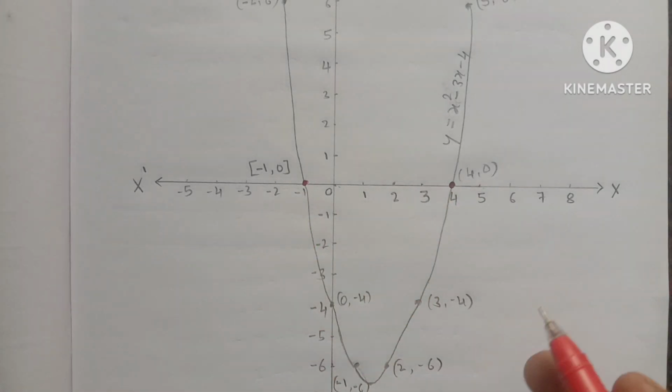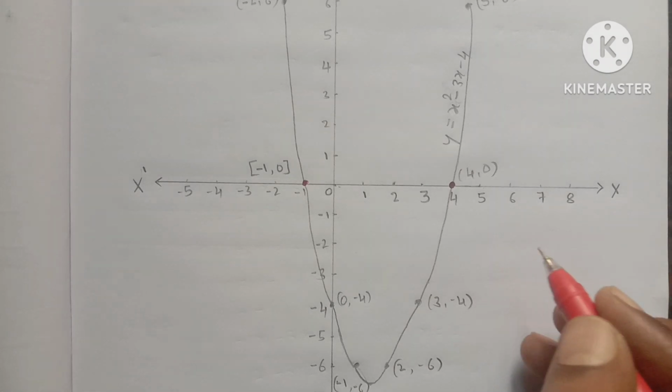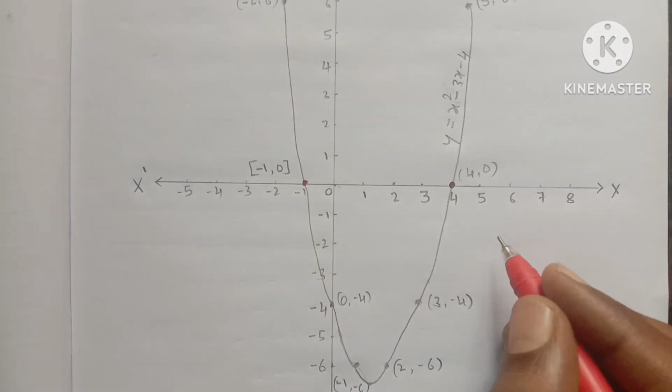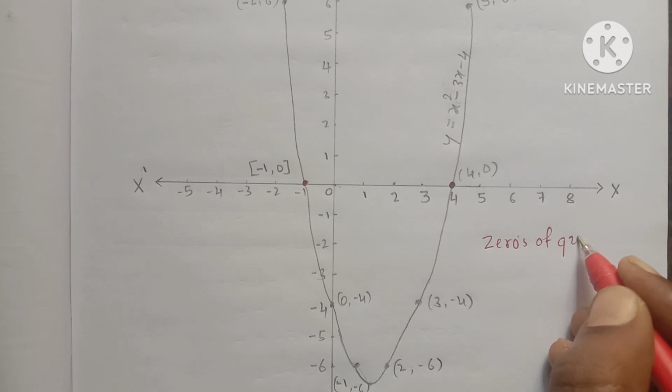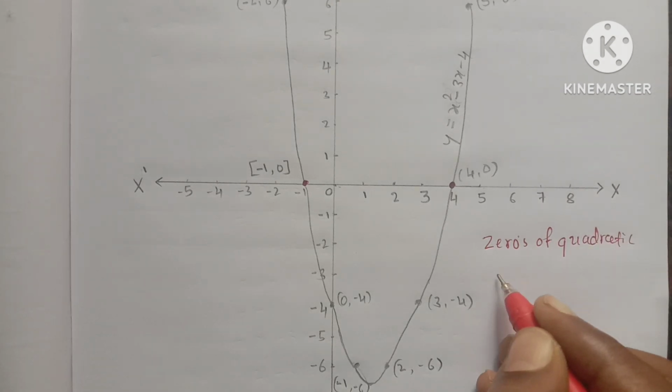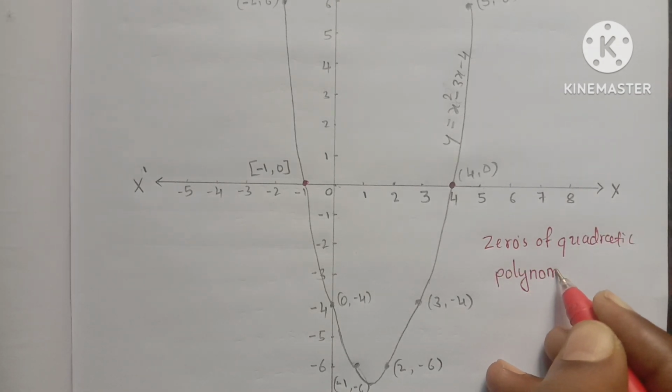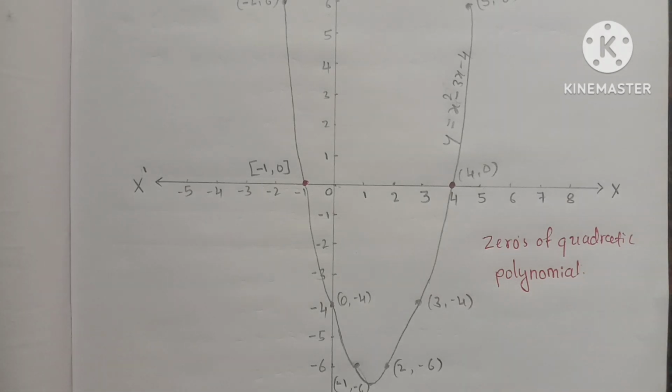These points are called the zeros of the polynomial. These 2 points, minus 1 and 4, are the zeros of the quadratic polynomial y equals x square minus 3x minus 4.